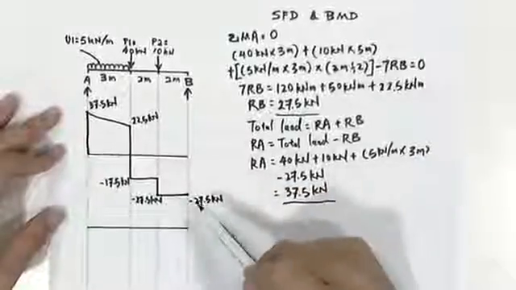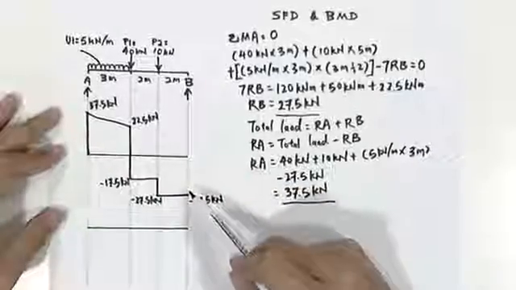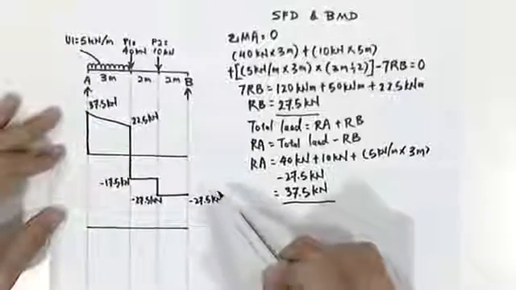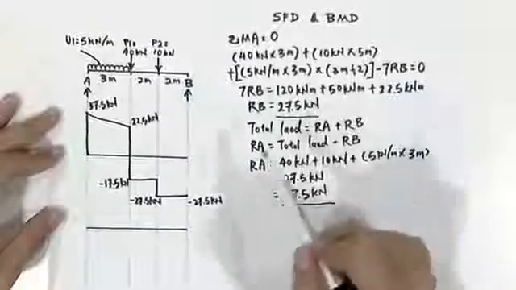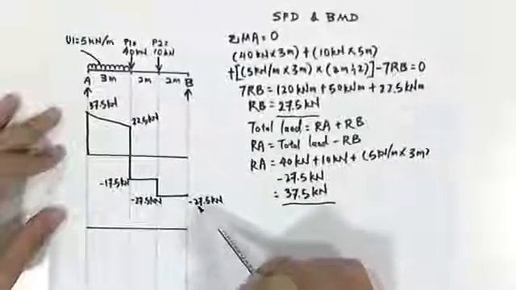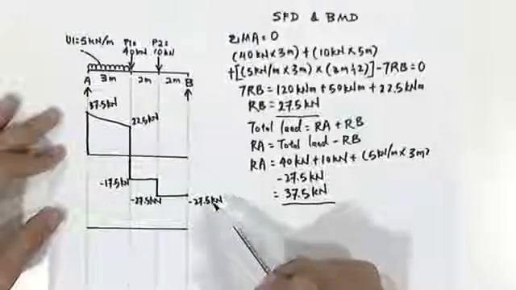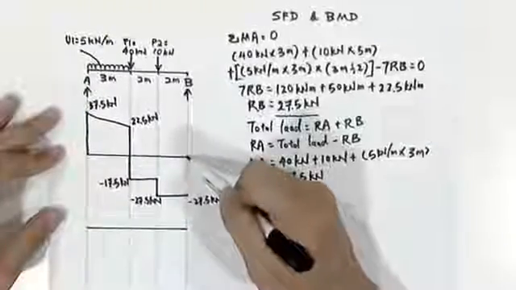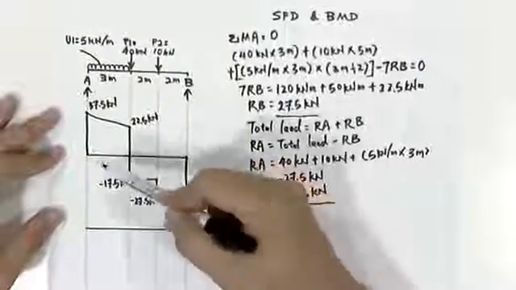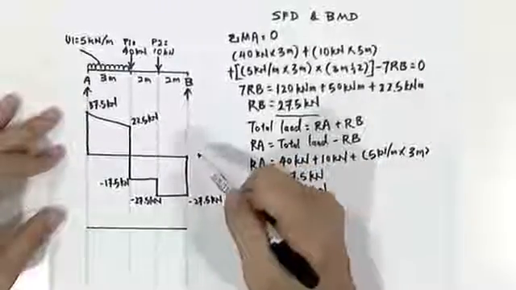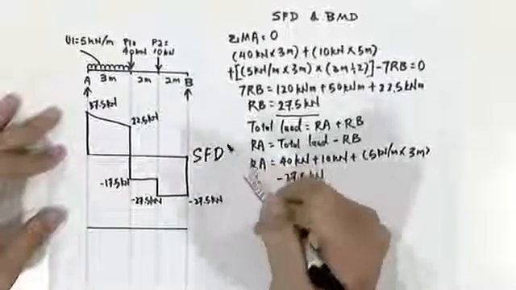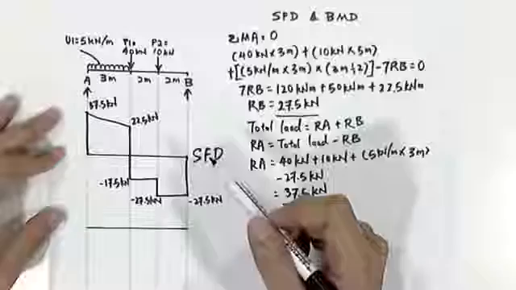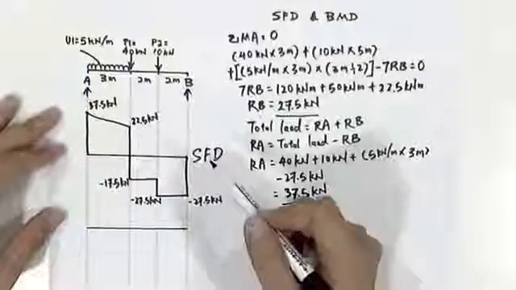At this point, we can double check whether our shear force diagram is correct by checking the last value with our RB. If you find that the last value, negative 27.5, is the same as 27.5, that means the whole shear force diagram goes back to 0. If you can complete this, that means your shear force diagram is correct. The next step is to do the bending moment diagram.